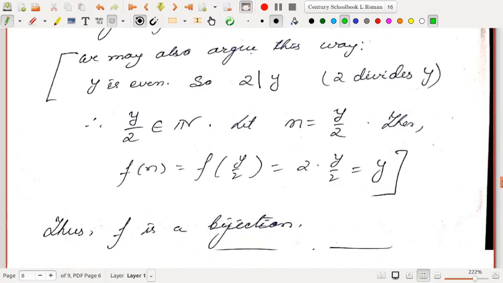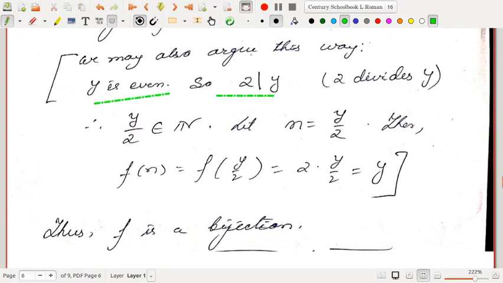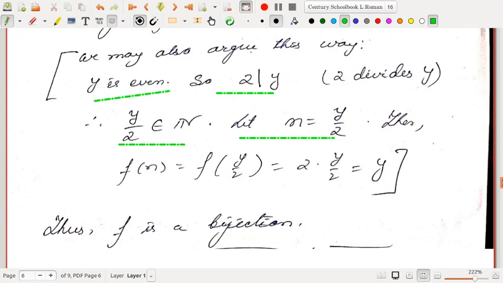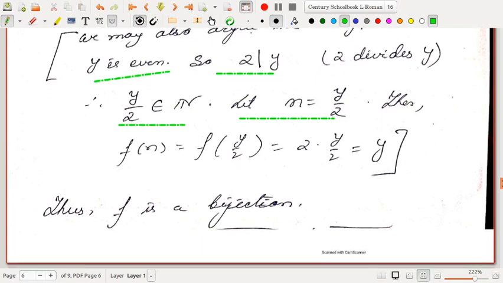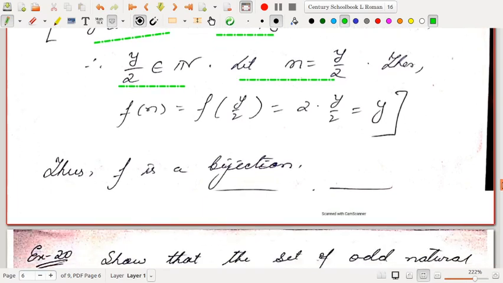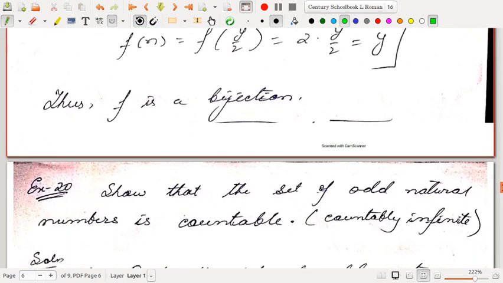We may also argue this way: since y is even, 2 divides y. So y by 2 is a natural number. So let n equal y by 2. Then f of n is f of y by 2, which is 2 into y by 2, that is y. So we have constructed an element which is acting as a pre-image of y. Thus f is a bijection. Hence the set of even natural numbers is countable.